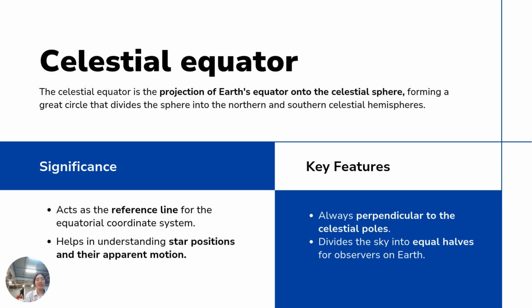The significance of the celestial equator is that it is the reference line for the equatorial coordinate system, and it also helps in understanding the stars' positions on the celestial sphere.